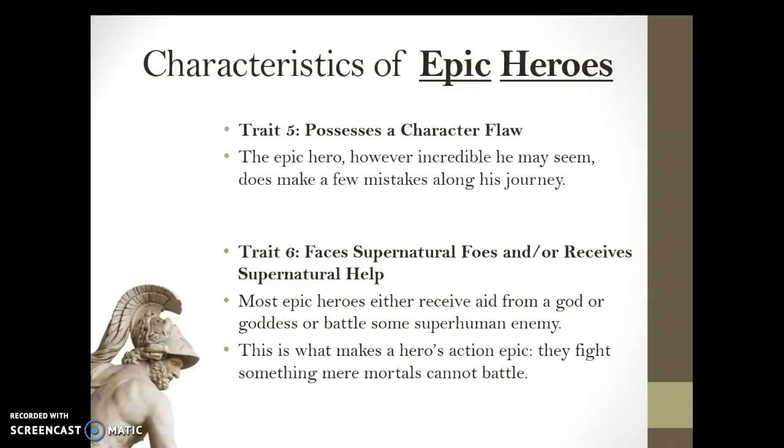Epic heroes also possess a character flaw. However incredible the epic hero seems, they do make a few mistakes on their journey, and we will see Odysseus do this as well. The 6th trait is that they face supernatural foes, and they receive supernatural help. So they either fight a superhuman enemy, or a god or goddess helps them out along the way.